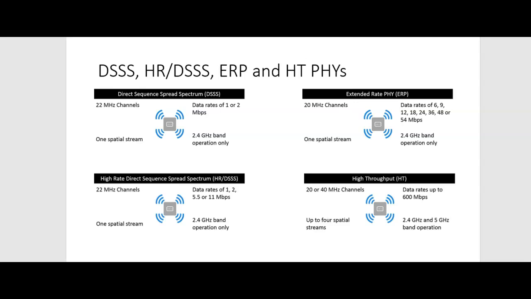Now, it does provide some of the basic fundamentals of OFDM that we talked about in the past that was implemented in the previous standard. Now, the high throughput one can operate at both 20 and 40 megahertz channels. It had up to 4 spatial streams. Now it starts getting data rates up to 600 megabits per second. And it operated in both the 2.4 and the 5 gigahertz frequency range. Now this is 802.11n.